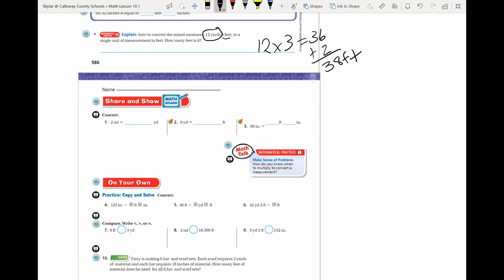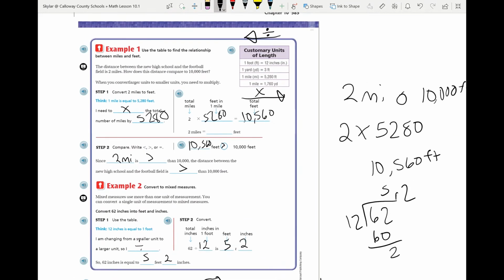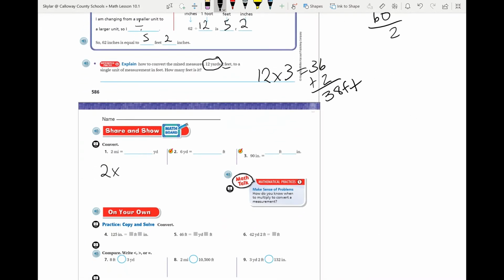So number 2, we're going from miles to yards. Well, miles are much bigger than yards, so we already know it's going to be 2 times, and now we can check our chart. There are 1,760 yards in a mile. So 2 times 1,760. And if we multiply that together, we get 3,520. And that's really all there is to this, guys. You see if you're getting bigger or smaller, and then you fill it in.